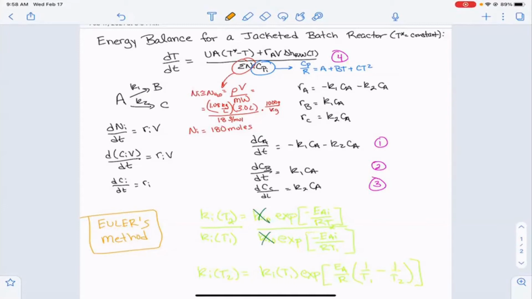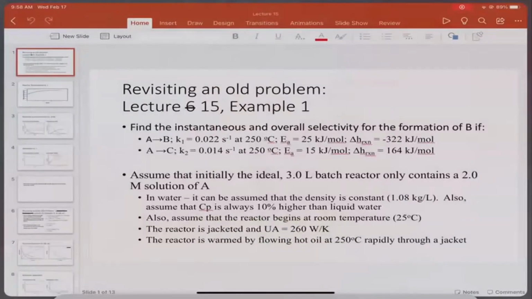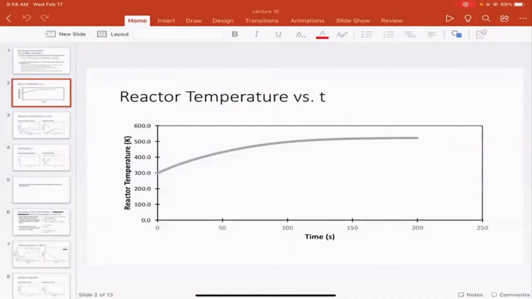So we have just applied the equations that we've derived previously to this. We've implemented it in Euler's method. Now, what does that mean, or what is the result here? Well, the first thing is that we calculated the reactor temperature versus time. So we started at 25 degrees C, and eventually the reactor heats up over time to about 250 degrees C, which shouldn't be a surprise.